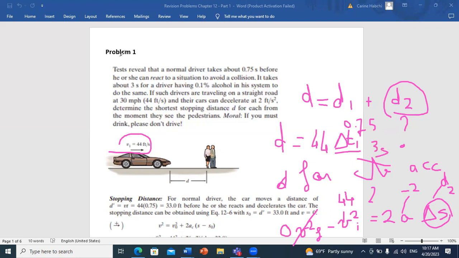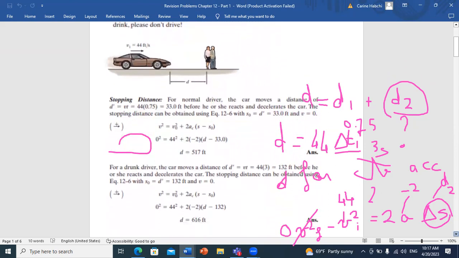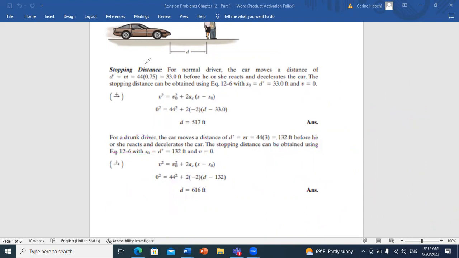If you calculate in numbers and you compare numbers, you can see that the total distance needed to stop for a normal driver is just 517 feet, while for the other driver with percentage of alcohol in his system, the distance is larger. It needs approximately 100 feet more to stop. And you know that this is why the risk of accidents will be much higher in case you drink alcohol. Any question on this problem?